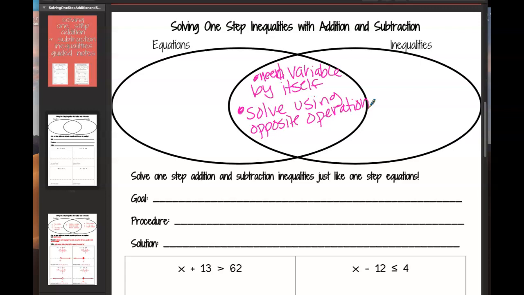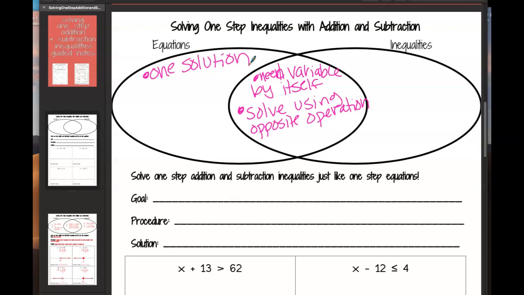One way that equations and inequalities are different is that when you get an answer to an equation, you typically get one solution. Now there is an exception, because sometimes you can get an answer of no solution and sometimes an answer of all real numbers. But typically when we think of equations, we think of having one solution.